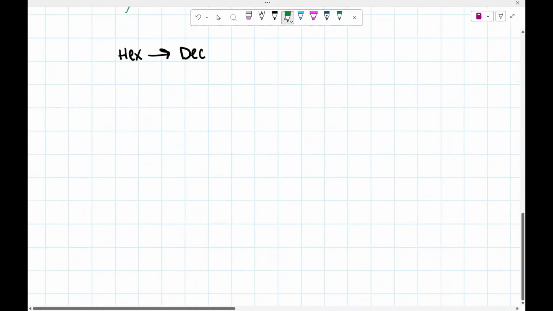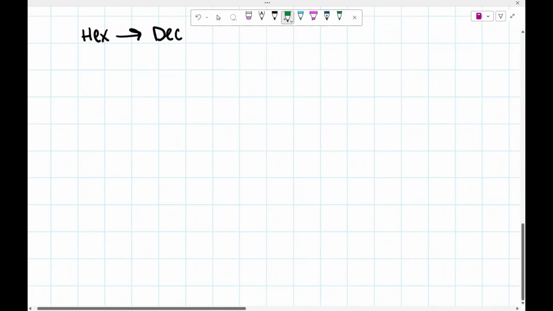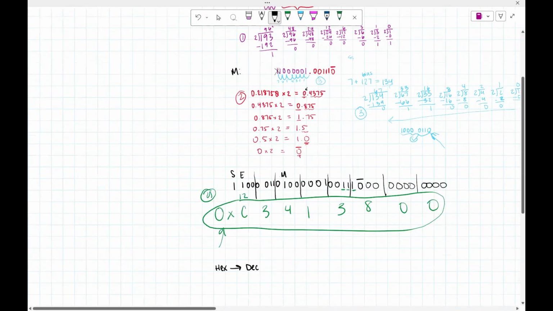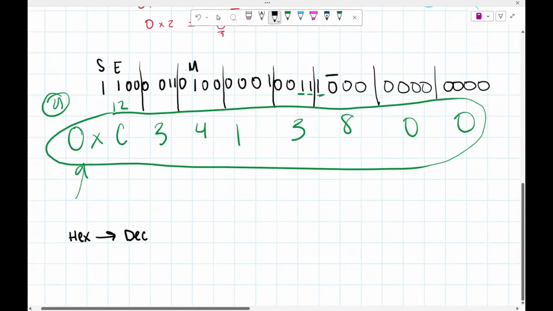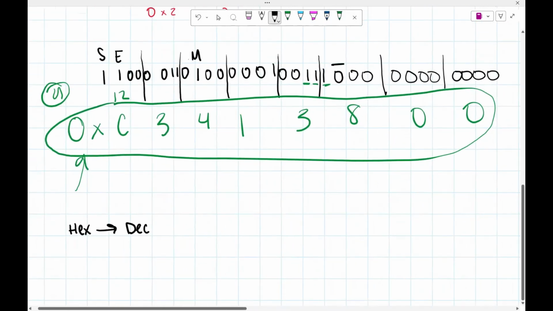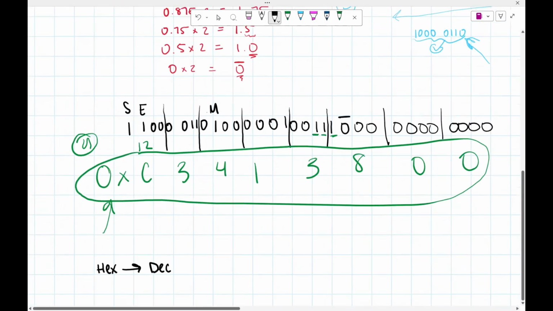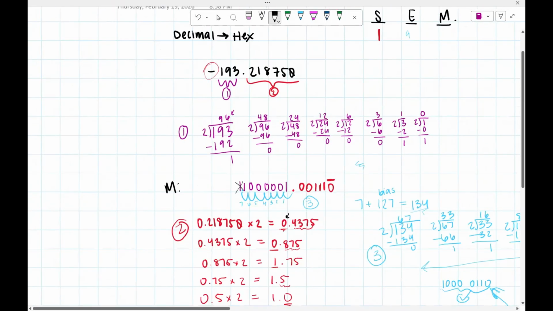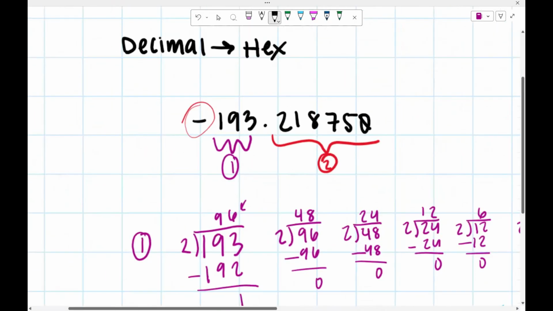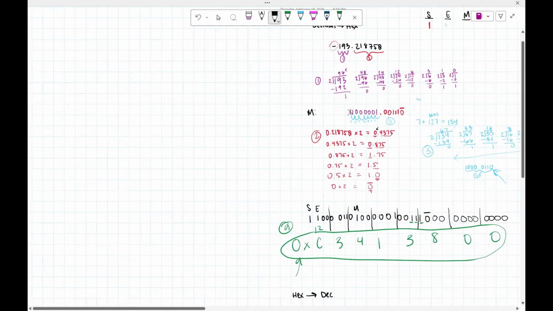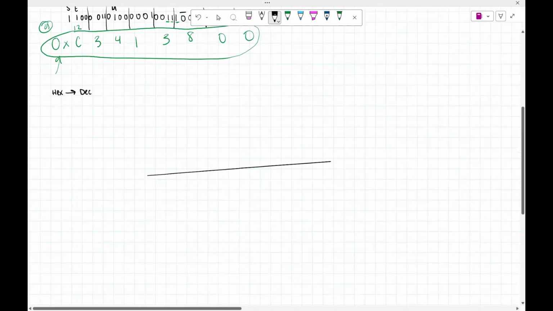So finally, we can go ahead and just move on to the next example. So actually, for the next example, I want to work with this same number and show you guys how we can work backwards. So we'll take this number and then we should get this number, right? We should get negative 193.218750. Okay, so I'll show you how to do that.